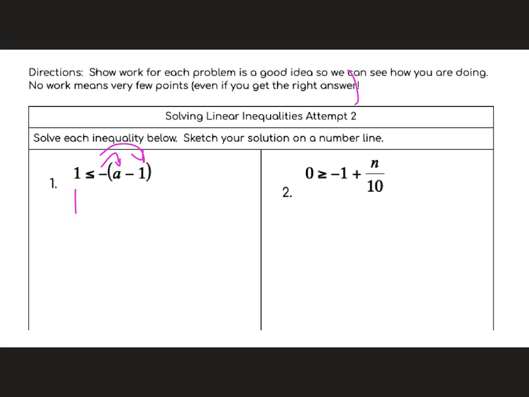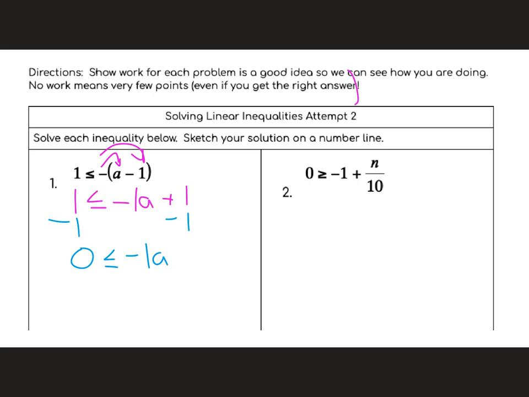So first thing I'm going to do is distribute. Pew, pew. So negative 1a, I'm going to write that negative 1 there to make me more comfortable. And then a negative times a negative is a positive. I want to get that 1a by itself, so I'm going to subtract 1 from both sides. So I'm going to have 0 is less than or equal to negative 1a.